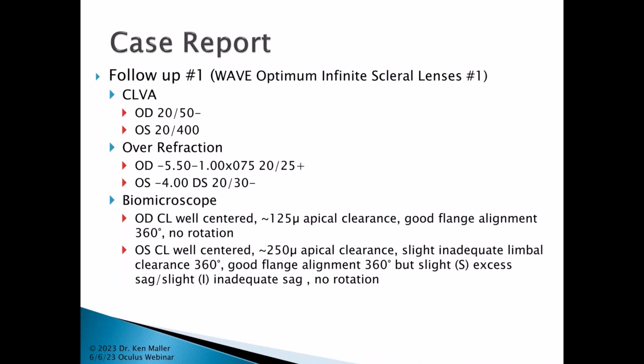The lenses appeared well centered. The right one had 125 microns of apical clearance. The flange was aligned very nicely, no rotation noted. The left one was well centered. I had a little more clearance on that eye. However, there was a slightly inadequate amount of limbal clearance entirely around the lens.